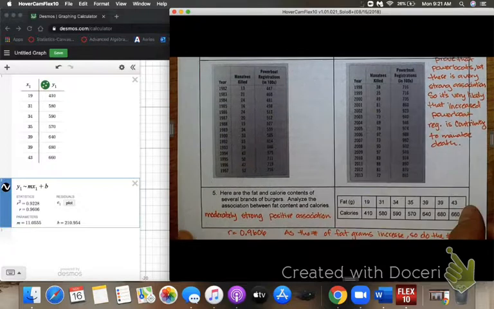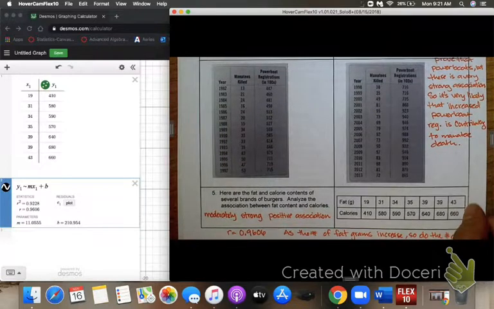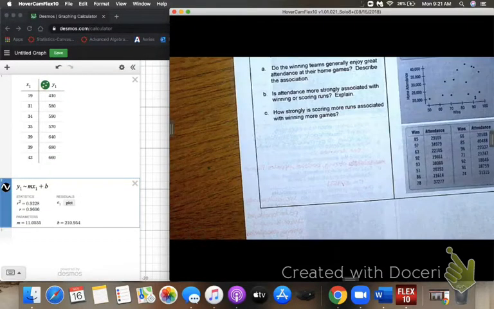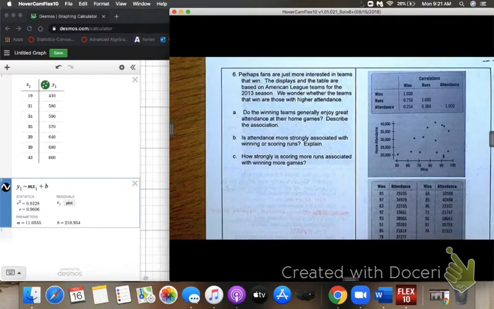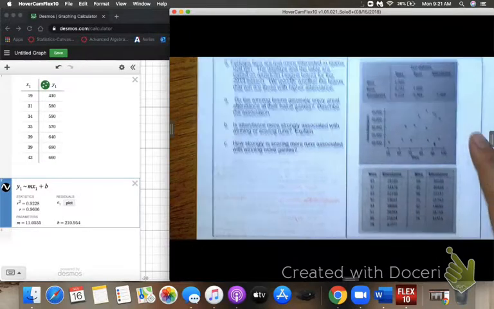Okay, let's go to number 6. Number 6 says, perhaps fans are just more interested in teams that win. The displays and tables are based on American League teams for the 2013 season. We wonder whether the teams that win are those with higher attendance. Do the winning teams generally enjoy great attendance at their home games? Describe the association.